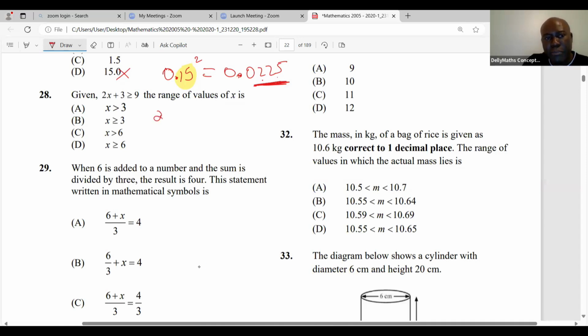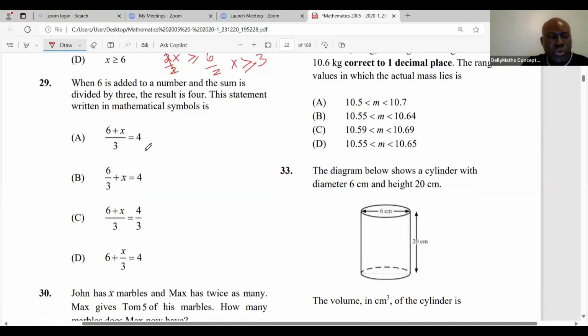Let us solve this. The beauty about solving an inequality is that you solve it the same way you solve a regular equation. So 2x is greater than or equal to 6, right? Subtracting 3 from both sides, divide everything by 2, then you'll see that x must be greater than or equal to 3. I'm looking for that. The answer is B. All right, so 28 is B. Let's go to 29, all right?